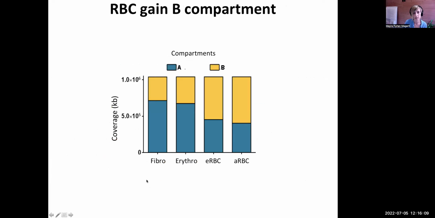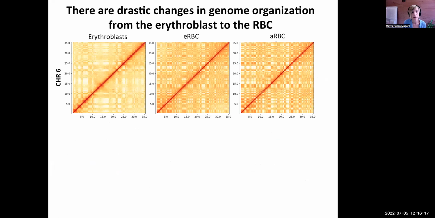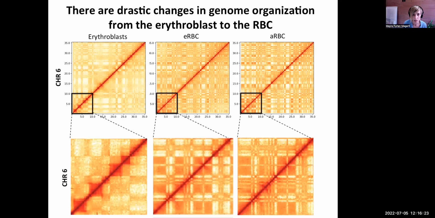When quantifying this genome-wide, we could indeed see that the red blood cells have more B compartment, which corresponds to heterochromatin. When looking a bit closer into these Hi-C matrices, we could see also that apart from this hypercompartmentalized pattern, the presence of topologically associating domains was less evident in the red blood cells compared to the fibroblasts.